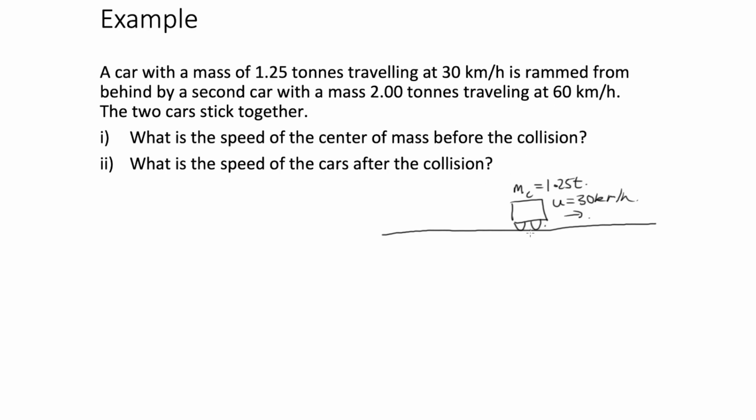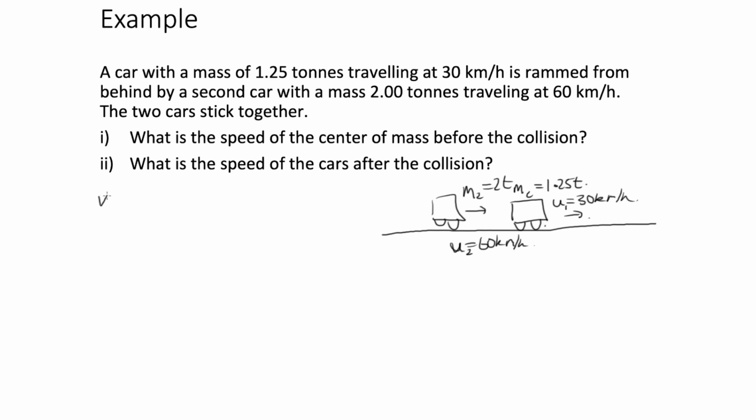Now it's rammed from behind by a second car with a mass of 2 tons. So here's the mass m2, which is 2 tons. And this one here is traveling with a speed of 60 kilometers per hour. We'll call this one u1 and this one u2. The two cars stick together. And so we're asked, what is the speed of the center of mass before the collision?